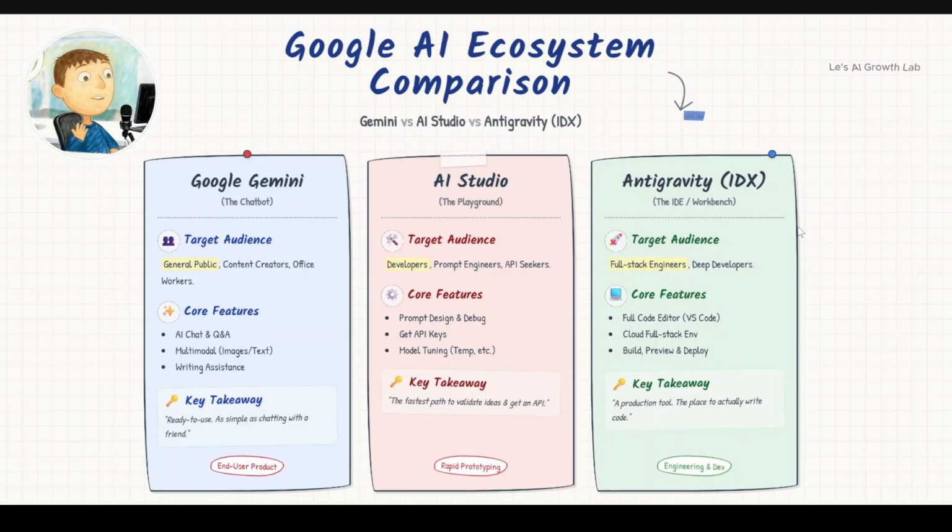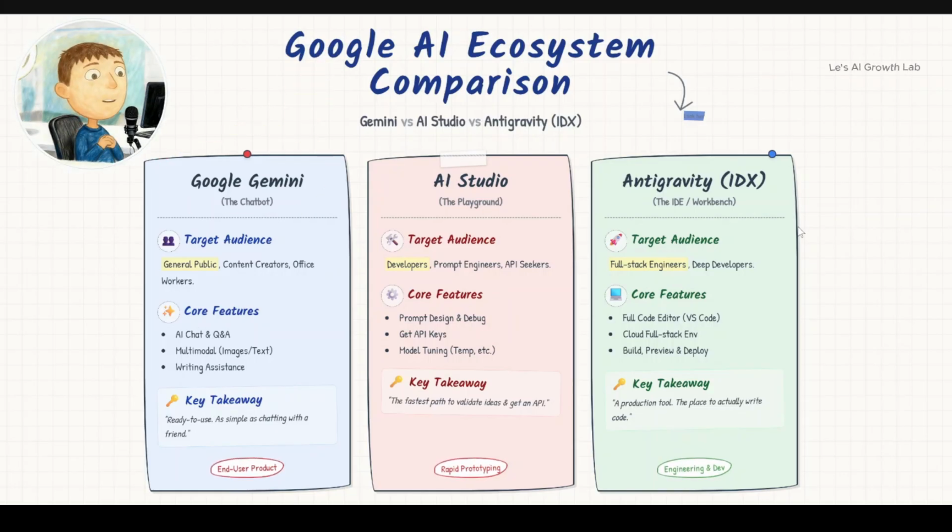Alright, first up, let's look at the blue box on the left, Google Gemini. Basically, just think of this as your personal AI chat buddy for the average person. Whether you are writing a quick draft, asking random questions, or doing image-to-text stuff. The main focus here is simplicity. It's super easy, ready to go, just like texting a friend.